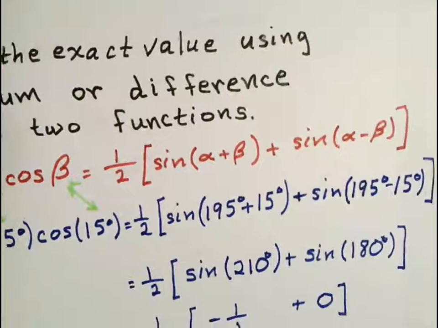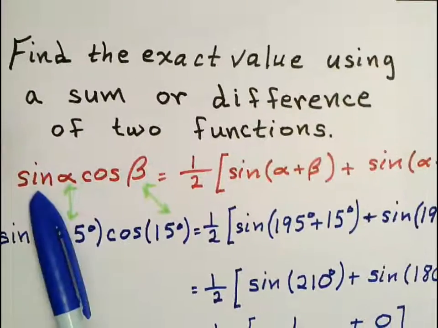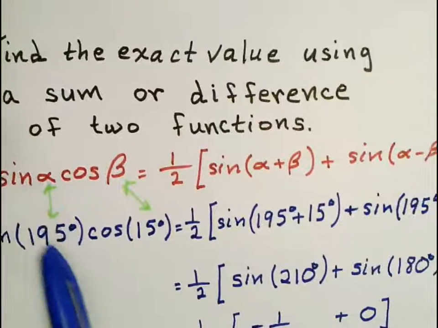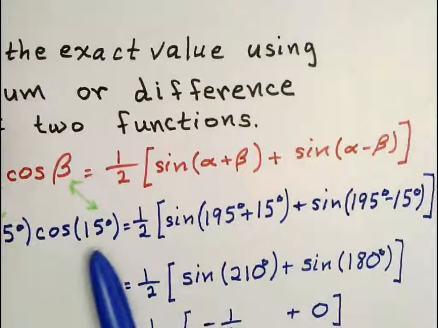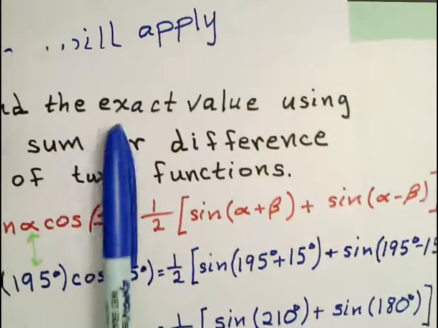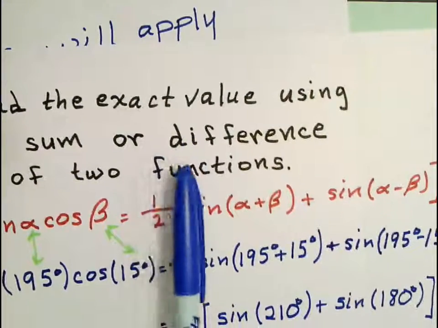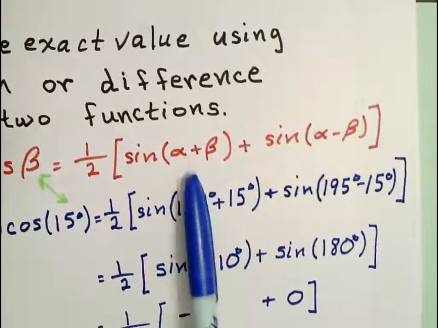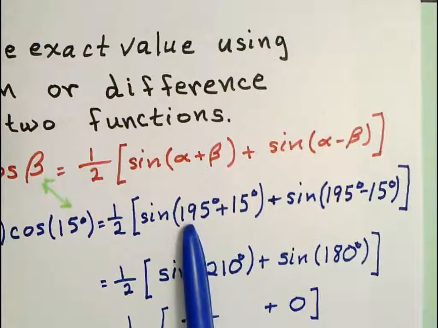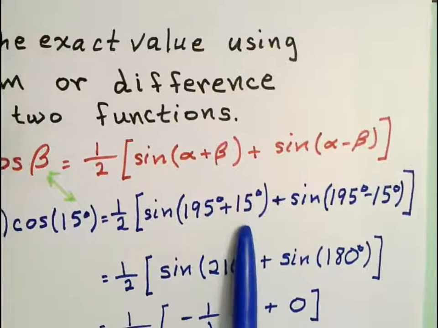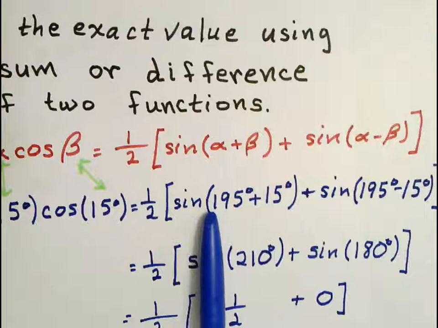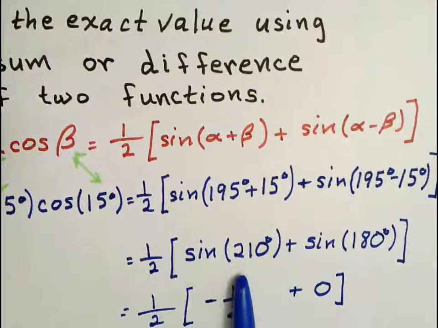So come over here. See how I wrote the formula down? Sine of alpha times cosine of beta. So the alpha is 195 degrees. The beta is 15 degrees. And notice we're finding the exact value: no decimals, and fractions reduced to lowest terms. So I replace alpha with 195 degrees, and for beta I put the 15 degrees. The same thing here. Well, 195 degrees plus 15 degrees is 210 degrees. And then I want to find the sine of 210 degrees.